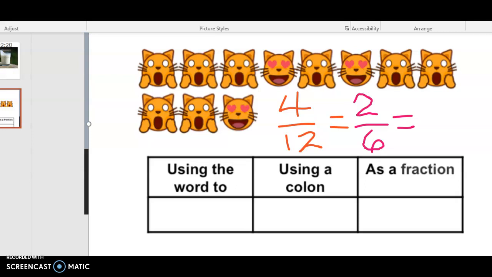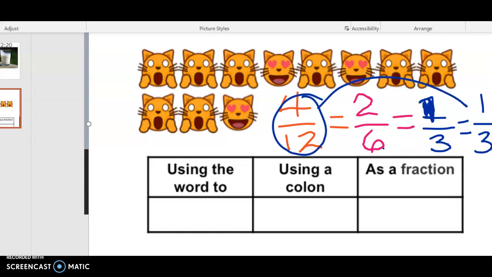Could I make it even smaller? Yes. I know that if I divided 2 by 2, that would be 1. And if I divided 6 by 2, that would be 3. So 4/12 is the same as 2/6, which is the same as 1/3. I could have also divided 4 by 4 and gotten 1, and divided 12 by 4 and gotten 3. That would have been the easiest way to do it.